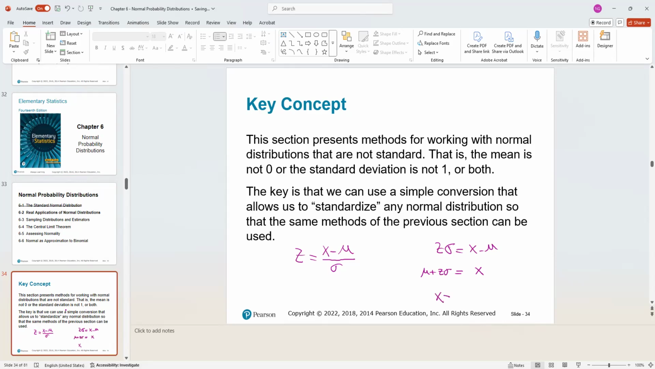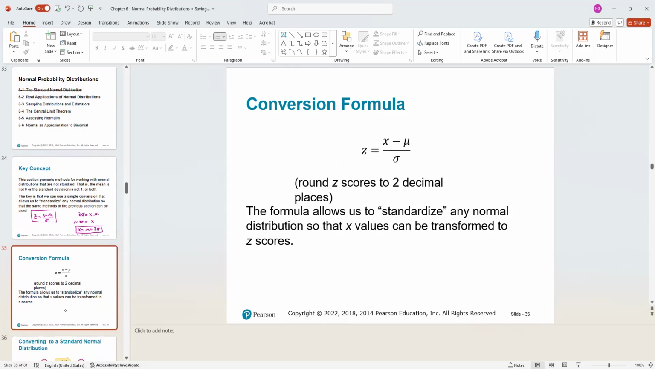So that means the same way you can find z knowing x, you can also find x knowing z. Either way you can use these two formulas. I strongly advise you to put them somewhere because we're going to use them a lot. So here it is, the conversion formula. Any x you have, you can convert it into z, because in any problem the mean and standard deviation will be given.